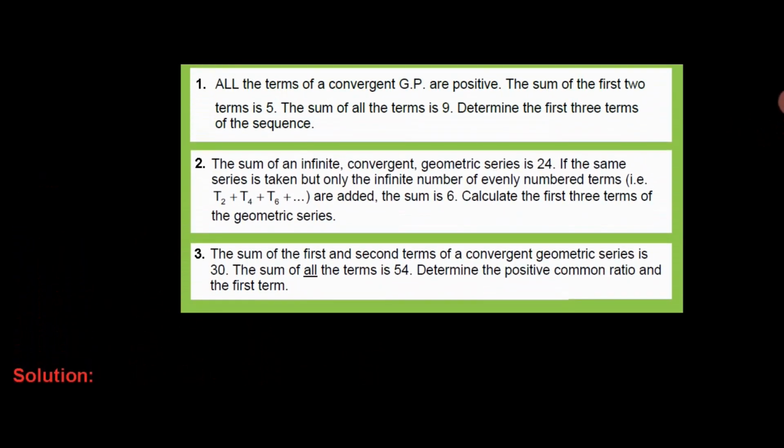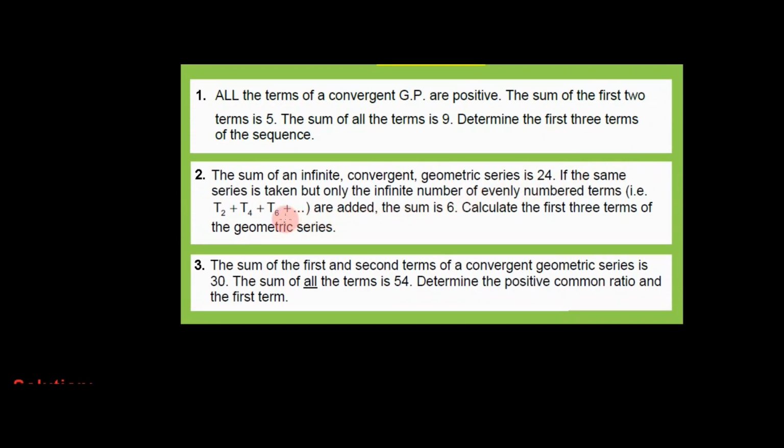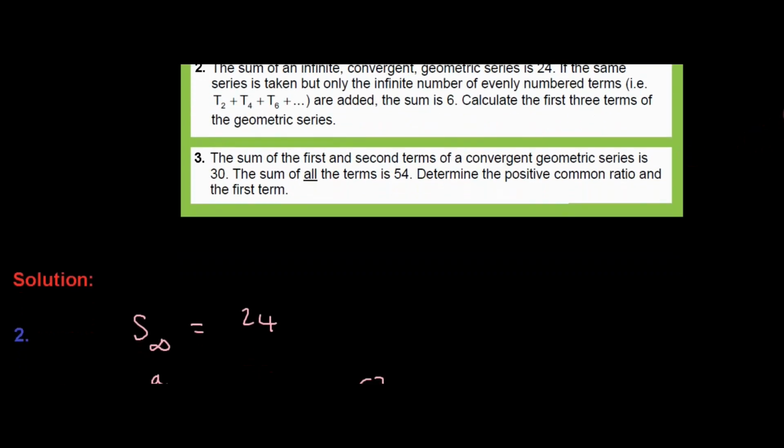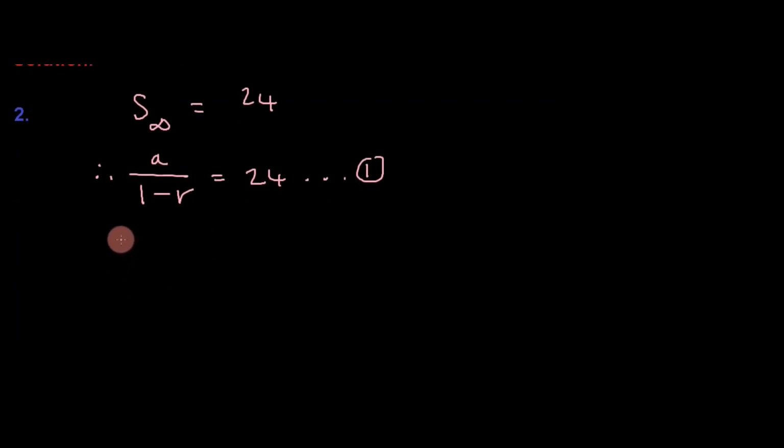Then it also says, if the same series is taken, but only the infinite number of evenly numbered terms, in other words t2 plus t4 plus t6, etc., are added, then the sum is 6. So from this we know that t2 plus t4 plus t6, etc., will equal 6.